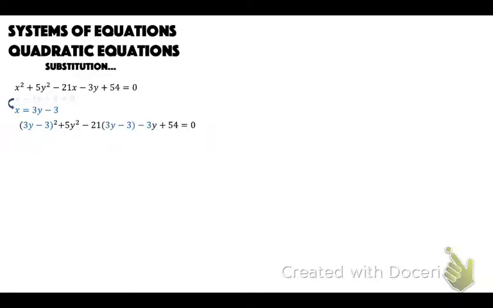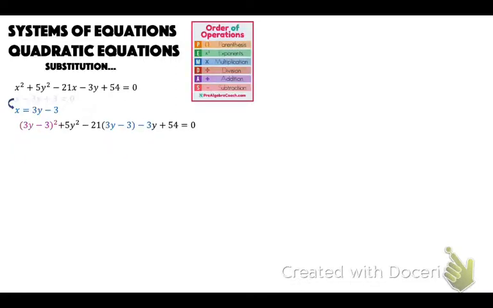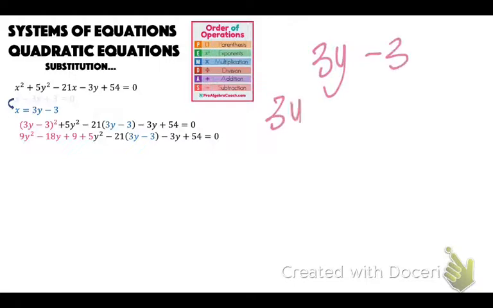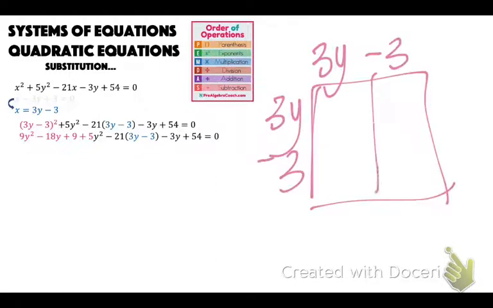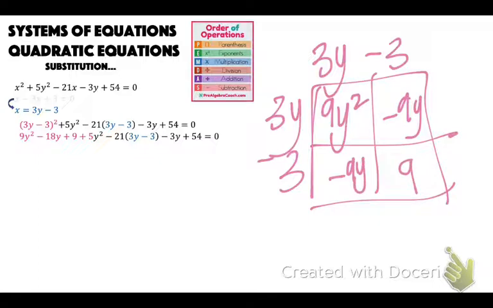So it's 3y minus 3 squared plus 5y squared minus 21 times 3y minus 3 minus 3y plus 54. Do the squared part first. So 3y minus 3 squared. Sorry, I tried to get the colors here to kind of help you out, but they're bleeding over and kind of annoying. But 3y minus 3 times 3y minus 3, if we drew the box, 3y times 3y, that's 9y squared, negative 9y, and positive 9. So that's where you get the 9y squared, 18y, and the 9.